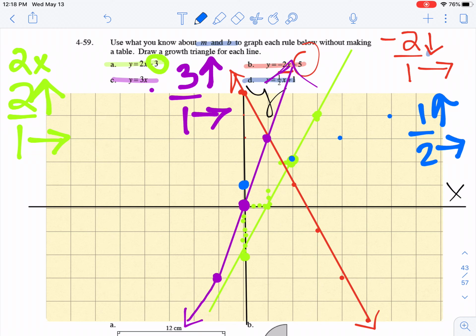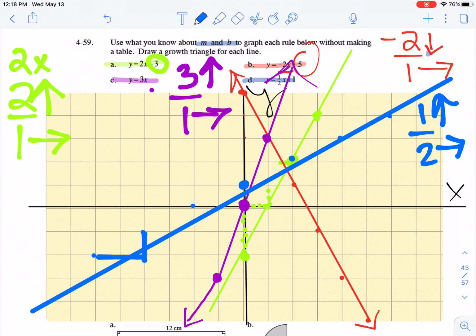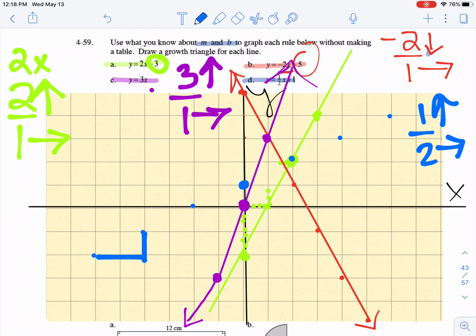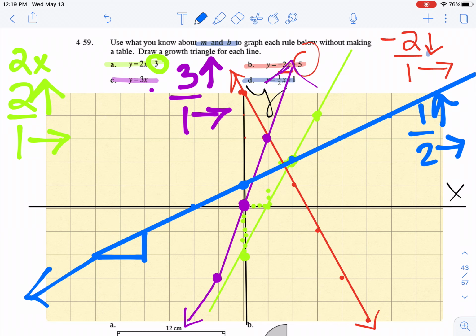Okay. If I wanted to follow the pattern going the opposite way, I would go down 1 and left 2. Down 1, left 2. So each one of these pairs of points makes what's called a slope triangle. So this triangle here between those 2 points is your slope triangle or the growth triangle.